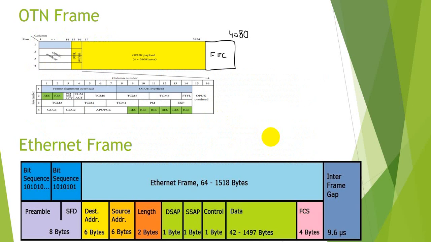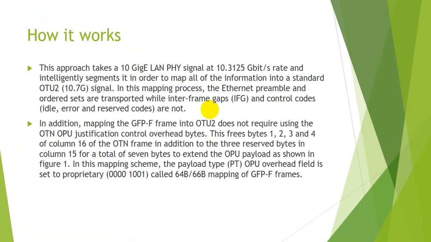I will go to the next slide to show the OTN frame. So in the OPU overhead there are bytes which can be used. In the 16th column there are 4 bytes, 1 2 3 4, and in the 15th column 3 reserve bytes. So a total of 7 bytes can be used to send the payload data itself. So it is taking advantage of the unused or not required overhead bytes to send the data payload itself. This is the modification achieved by GFP framing.